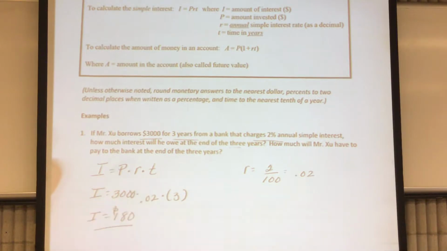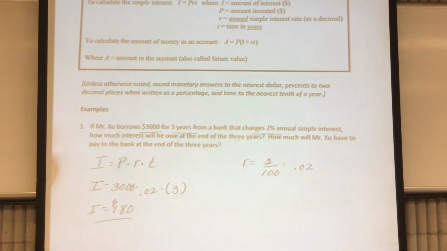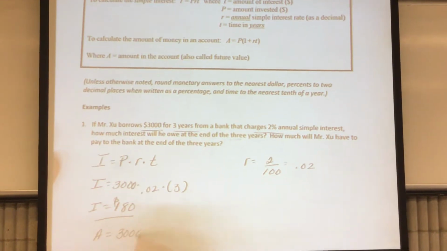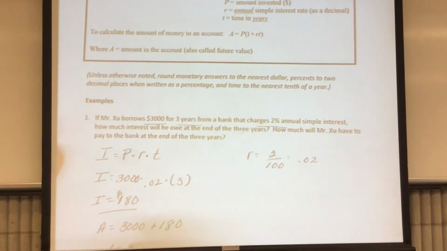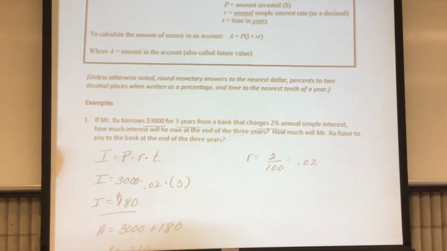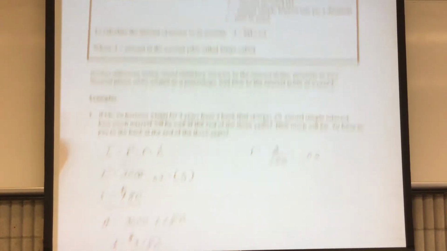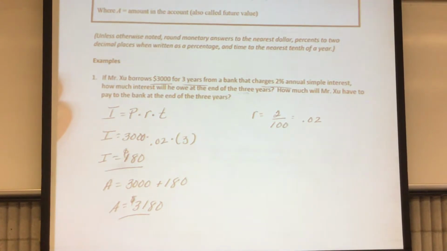$180 of interest. So now how much will he have to pay back the bank? So we have $180 interest plus the 3,000. So we have 3,000 plus 180, and that is equal to $3,180. Therefore, Mr. Zhu will have to pay $3,180 after the 3 years.